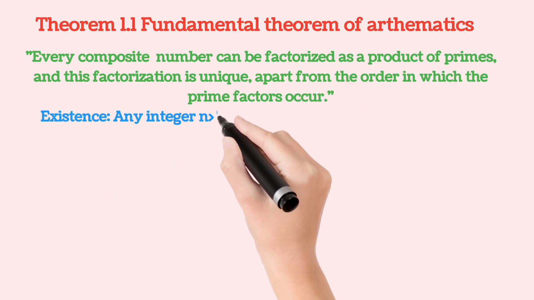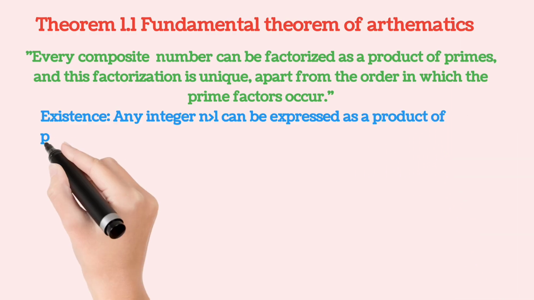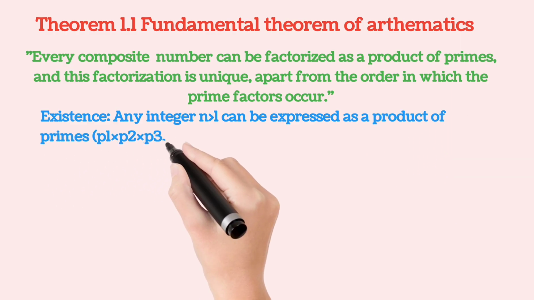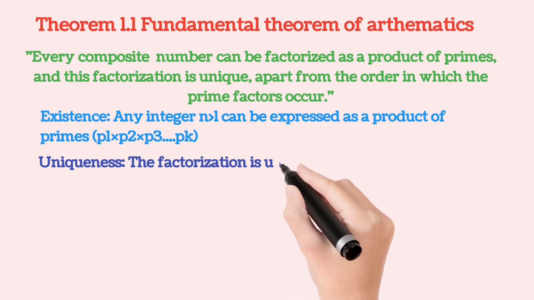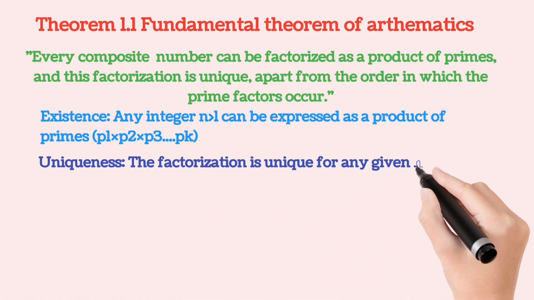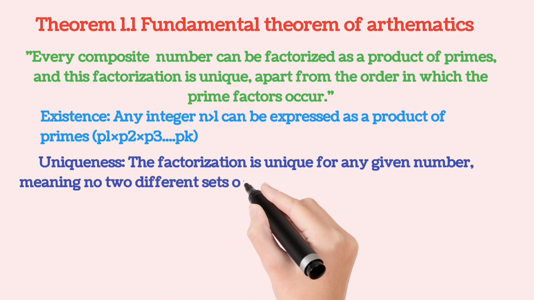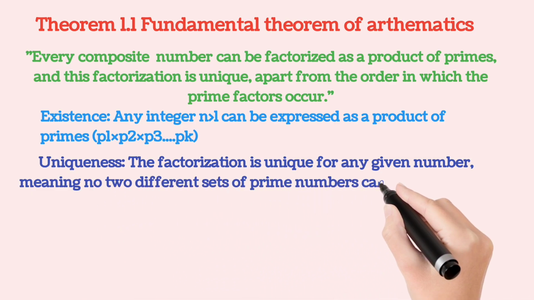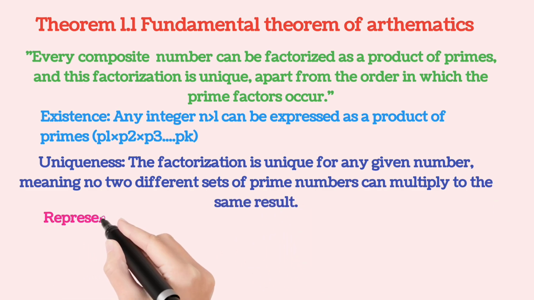तो सबसे पहले इसकी एग्जिस्टेंस की बात करते हैं. तो any integer n greater than 1 can be expressed as a product of primes p1 into p2 into p3 up to pk. Uniqueness: the factorization is unique for any given number, meaning no two different sets of prime numbers can multiply to the same result.